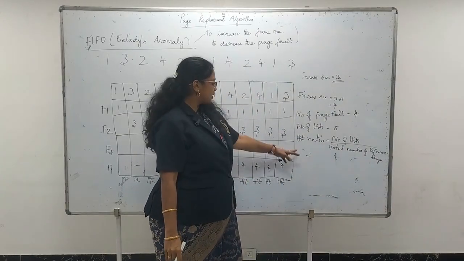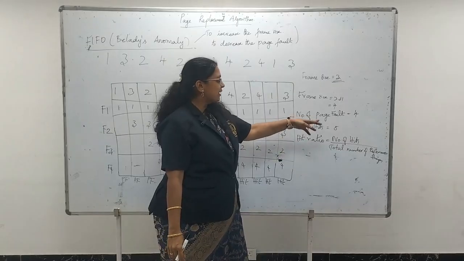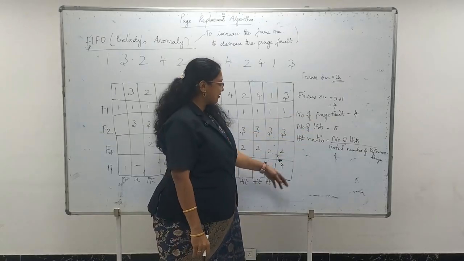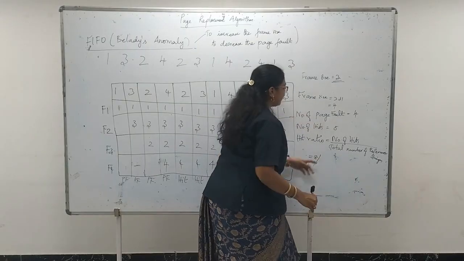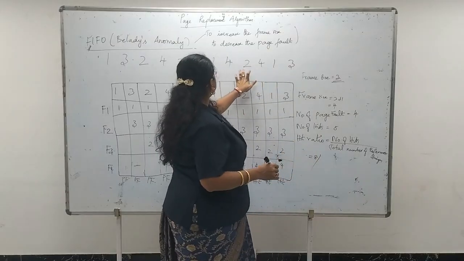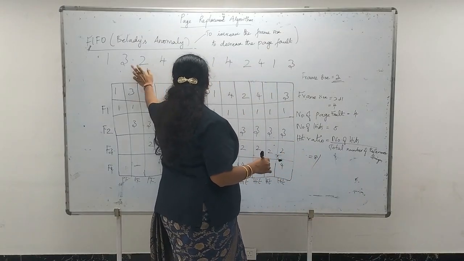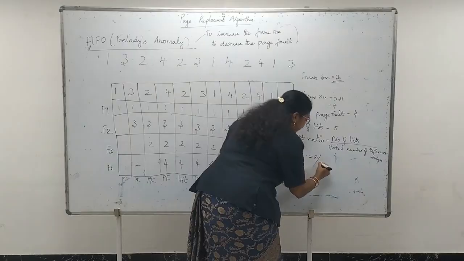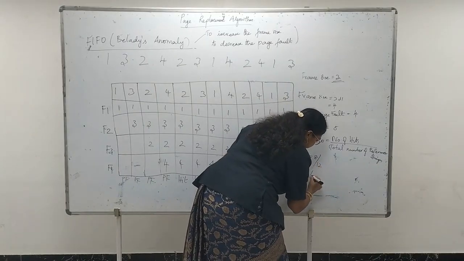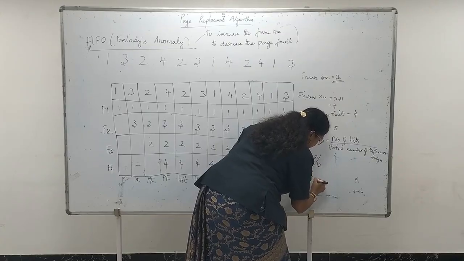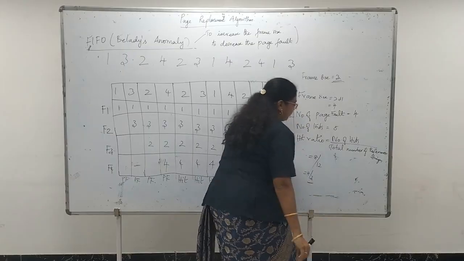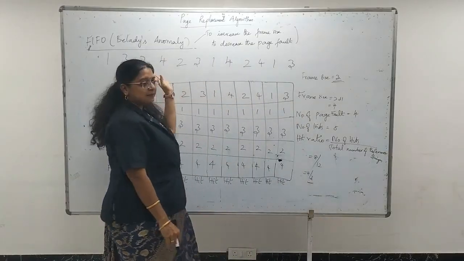As per the same formula, hit ratio is number of hits divided by total number of reference string. That is, number of hits is equal to 8, divided by the total number of reference string, which is 12. That is 8 by 12, so the hit ratio is 2 by 3. This is your Belady's anomaly.